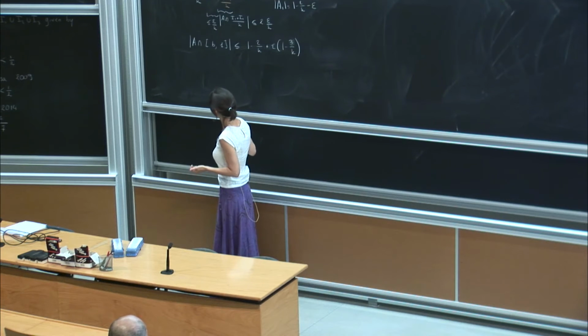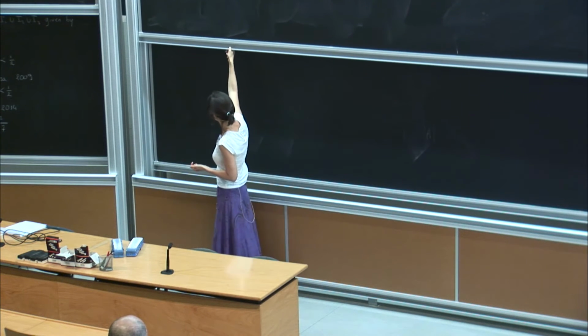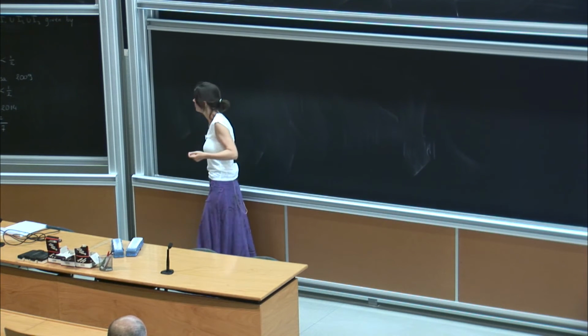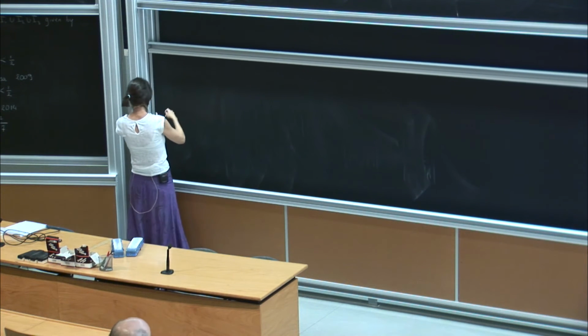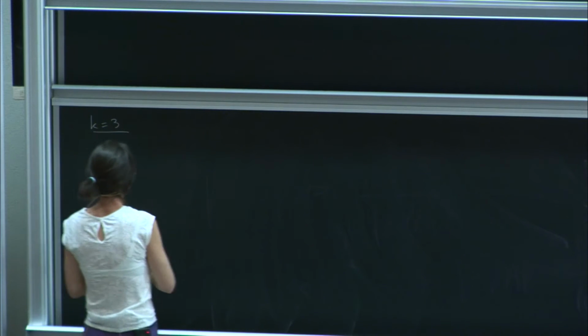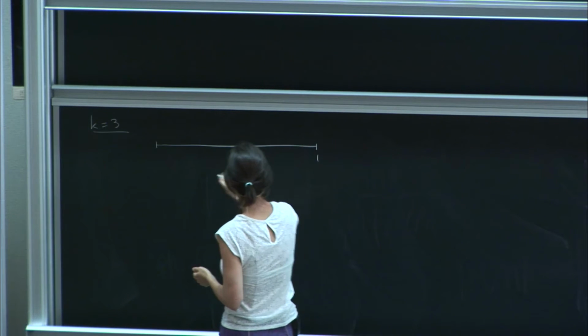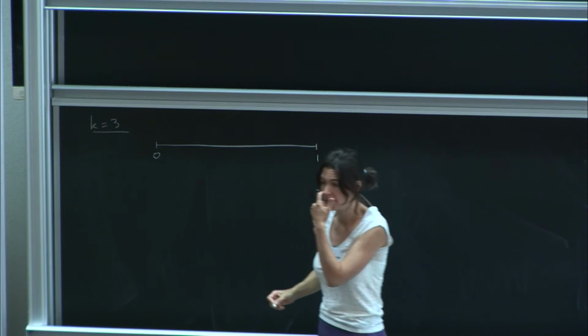And now the question is, why doesn't it work as well for k equals 3? So for k equals 3, you do the same as the greedy algorithm.